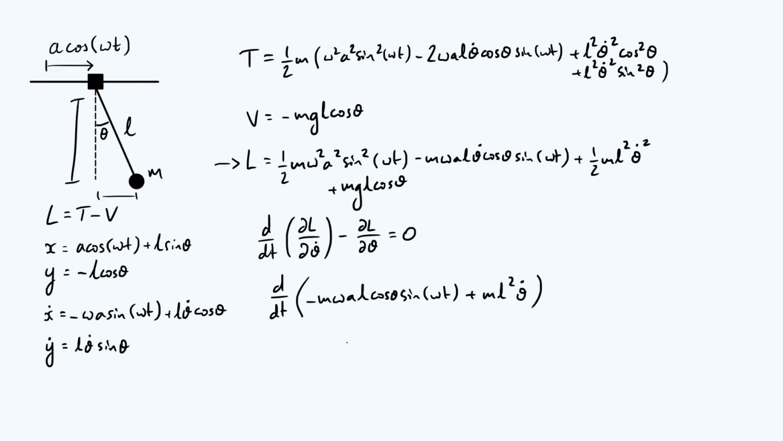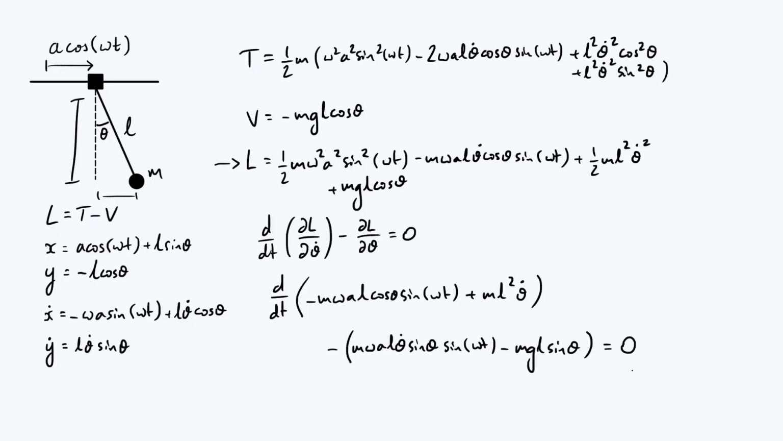What about the minus dL by d theta? So you've got theta dependence in that term and that term. Cos differentiates to minus sine, that cancels that minus sign there, so you get m omega a l theta dot sine theta sine omega t. And then we've got to differentiate that bit, it just goes to minus sine, so minus mgl sine theta. All of that is supposed to be equal to 0.